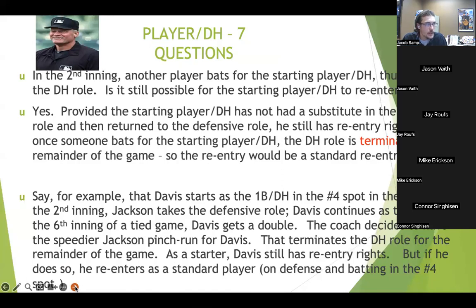This question basically says that in the second inning, the player DH is batted for and removed defensively. The DH is terminated, but under the normal reentry rule, this player may still be reentered. He would have to be re-entered under normal re-entry rules, so if he's in the 7th spot to start, he's got to go back in the 7th spot.